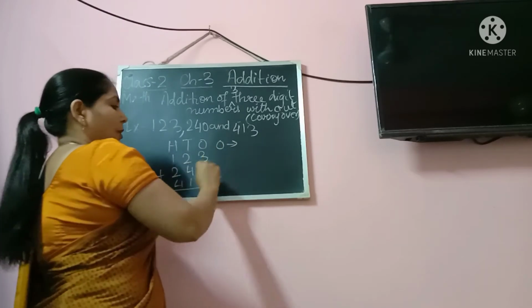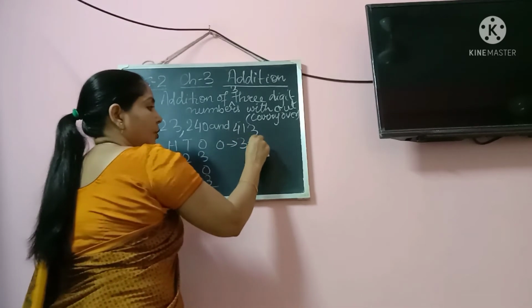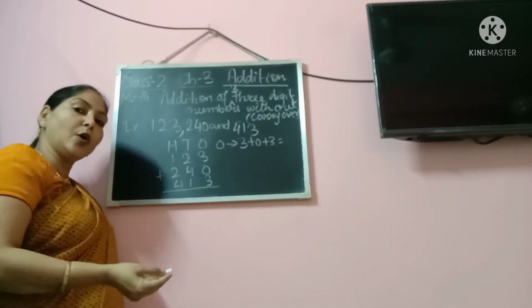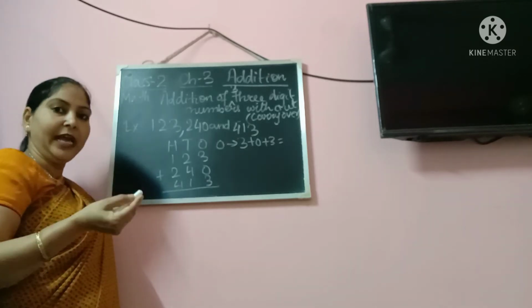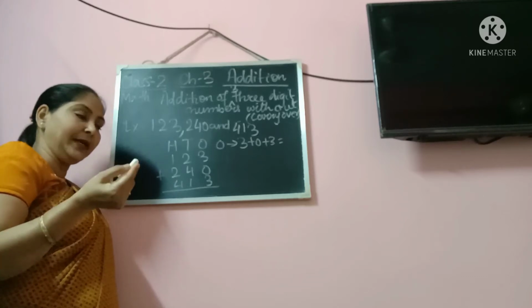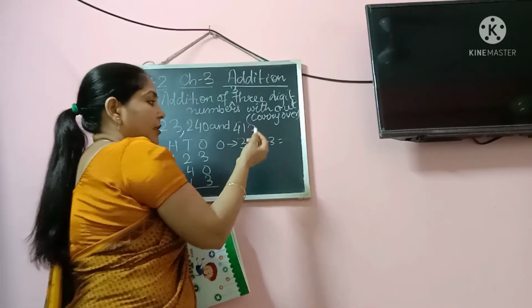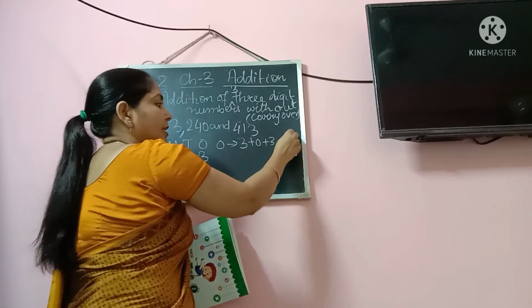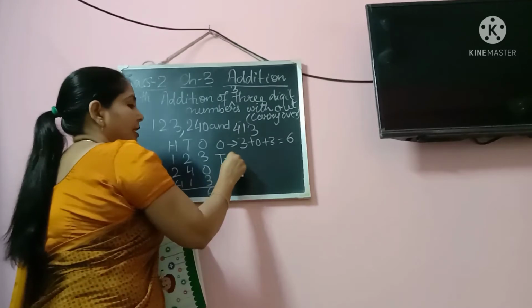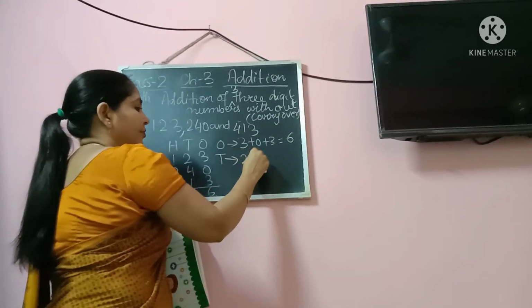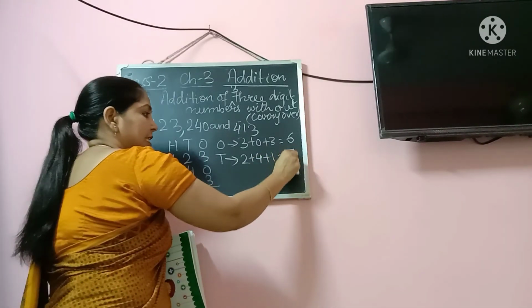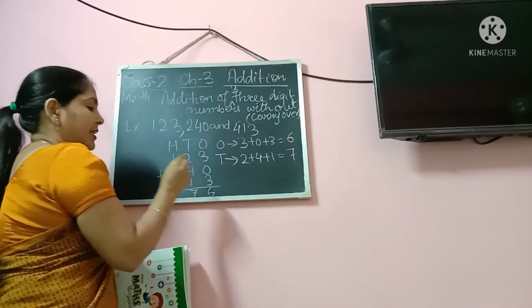In ones place, what are the digits? 3 plus 0 plus 3 is equal to how much? 3 plus 0 is 3. According to the property of addition, when we add any number with 0, the sum is the number itself. Okay. So 3 plus 0 is 3, plus 3 is 6. So we will write 6 under ones place. Now in the tens place, what are the digits? 2 plus 4 plus 1. How much? It is 7. So we will write 7 under tens place.